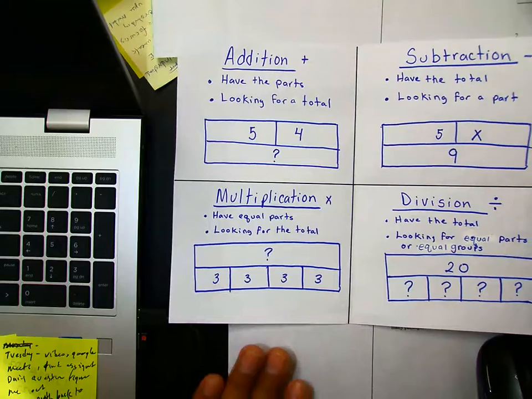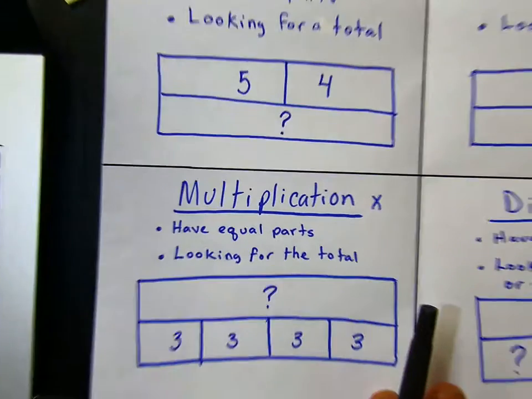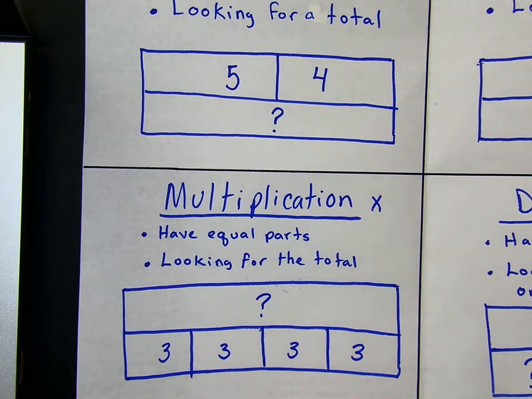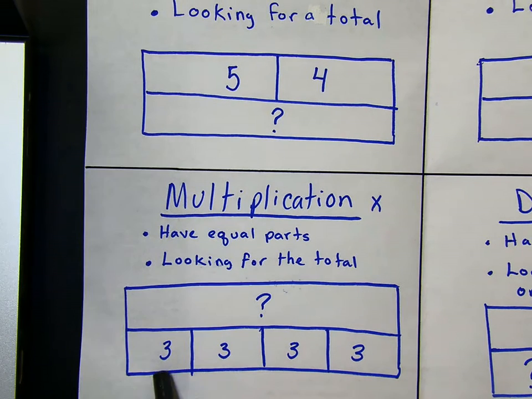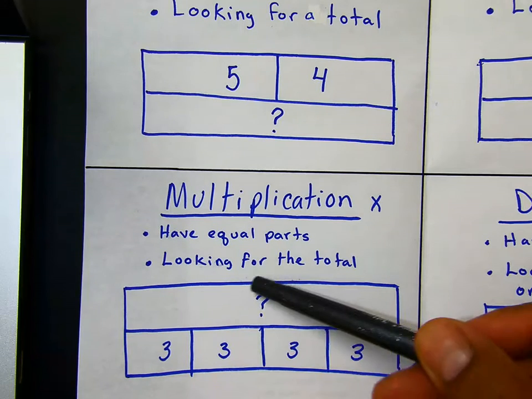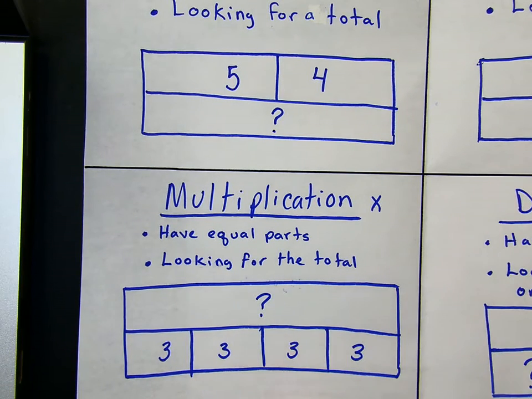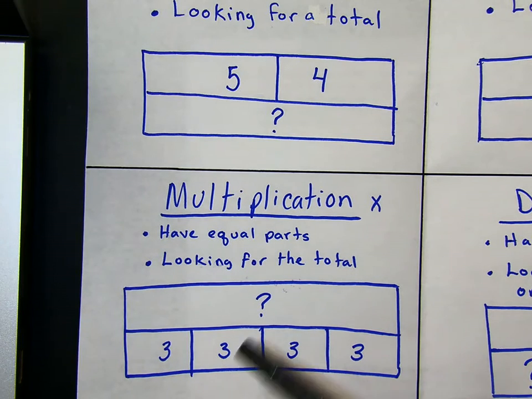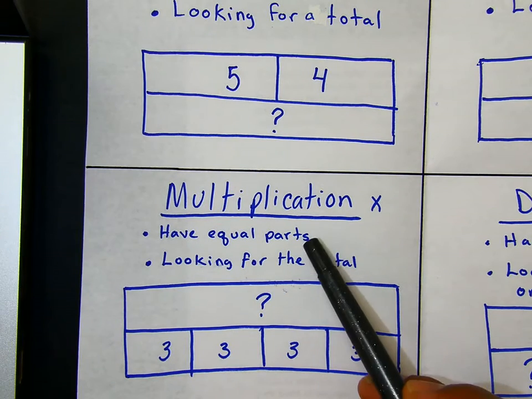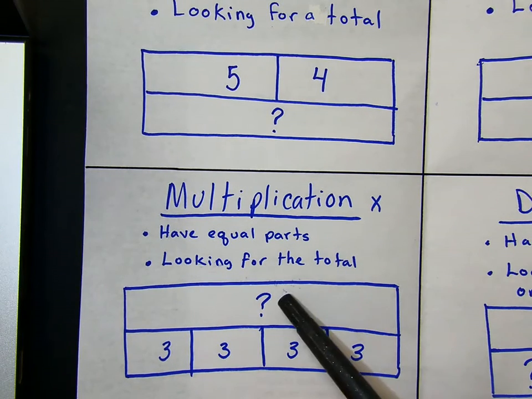In multiplication strip diagrams, we have equal parts, so we have the same number that repeats. So 3 plus 3 plus 3 plus 3, or we can say 3 times 4 equals something we don't know. That question mark again is our variable. Then we go 3, 6, 9, 12. That means that question mark, our answer, is 12. Our product is 12. So in multiplication strip diagrams, we have the equal parts, and we're looking for our total.